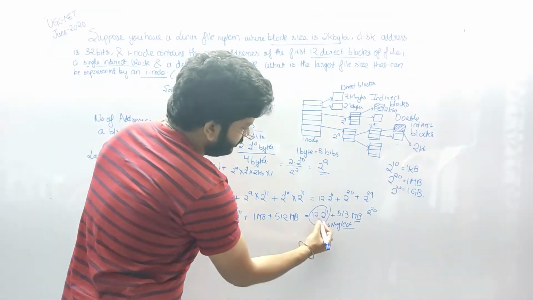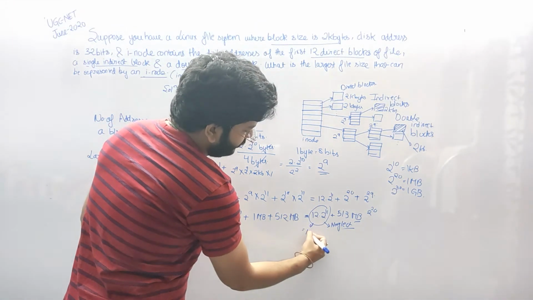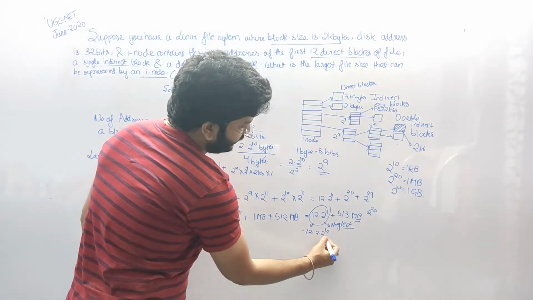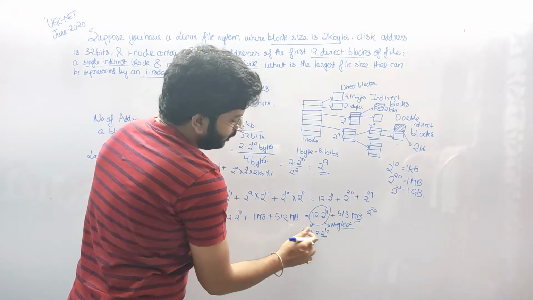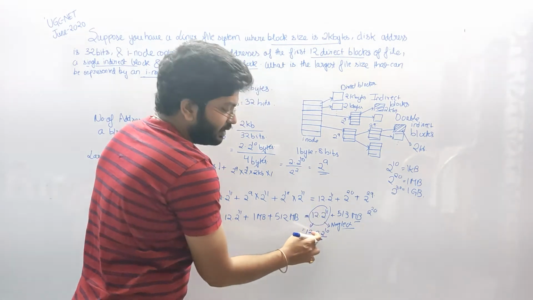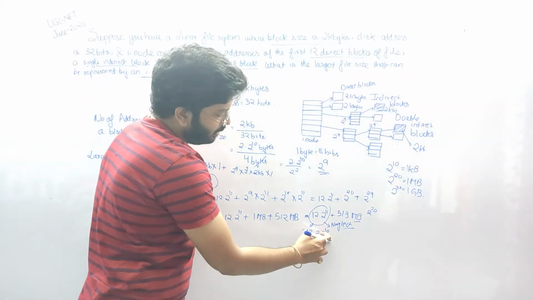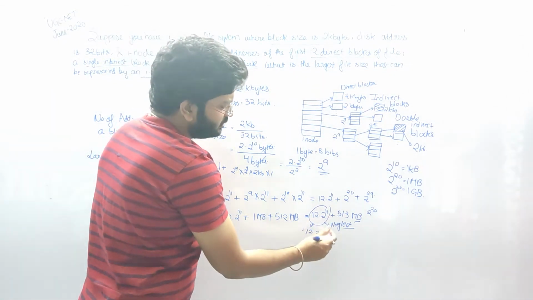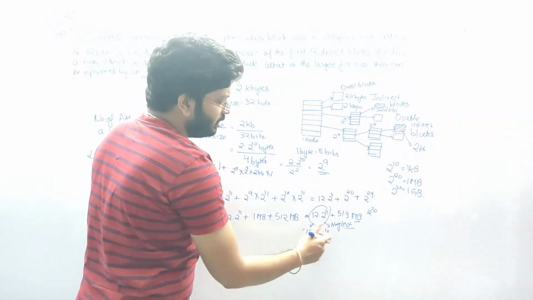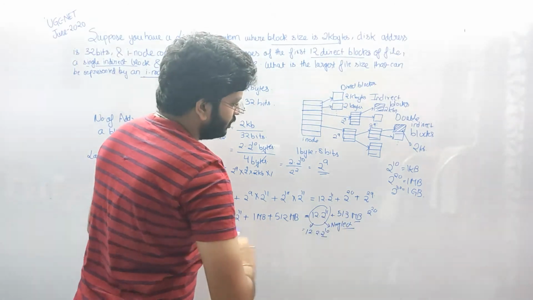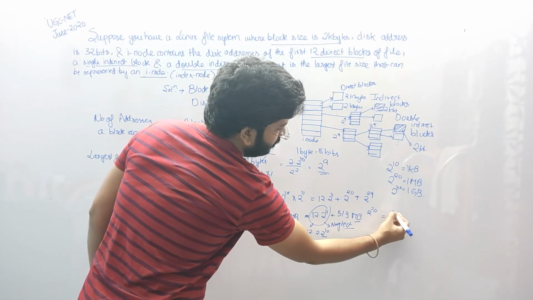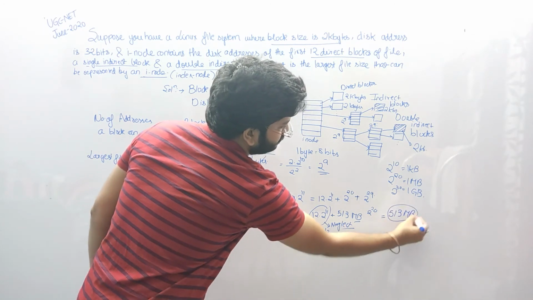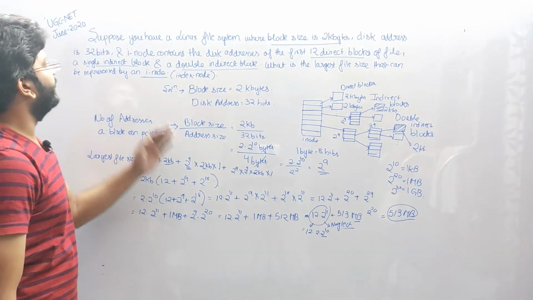See, I am writing it. If I convert it, it will be 12 into 2 into 2 power 10. 2 power 10 is KB. 12 times 2 is 24 KB. So it is small in comparison to MB. It is negligible, so you can neglect this term. So your final answer will be 513 MB. Okay, this is the final answer that has been asked.